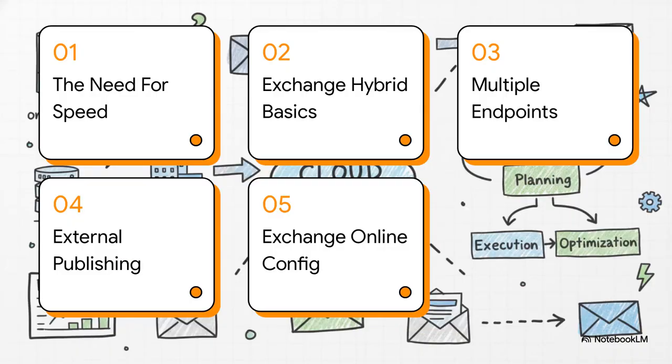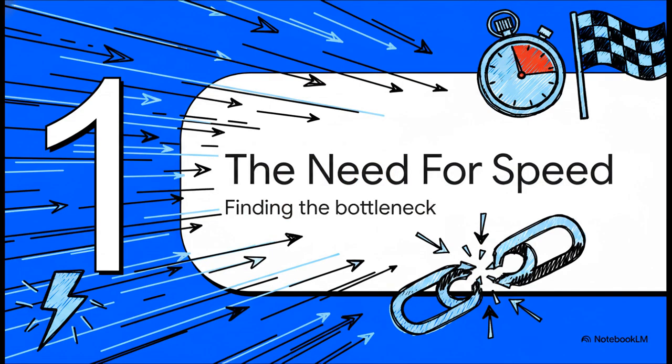Here's our roadmap for the explainer today. First, the need for speed, then Exchange hybrid fundamentals, adding multiple endpoints, external publishing options, and finally, Exchange Online configuration. Section 1. The need for speed.